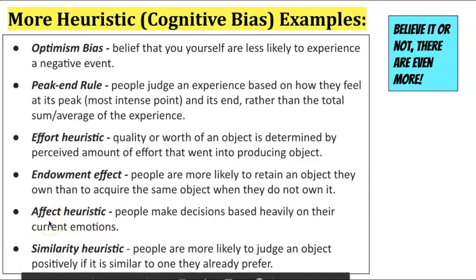So you are more likely to positively judge a book if you have read a book similar to it that you already like. So, for example, let's say you love the Harry Potter books like me, then you're probably going to judge other science fiction, fantasy books more positively because you already prefer one.